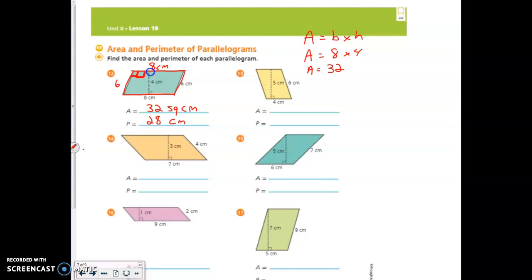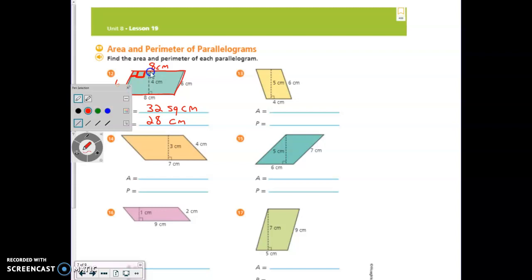So that is problem number 12. All right, 32 square centimeters for our area. Notice again that the 4 in the middle of this parallelogram has absolutely nothing to do with perimeter. If that number is inside the shape, it does not apply to perimeter. So keep that in mind moving forward.